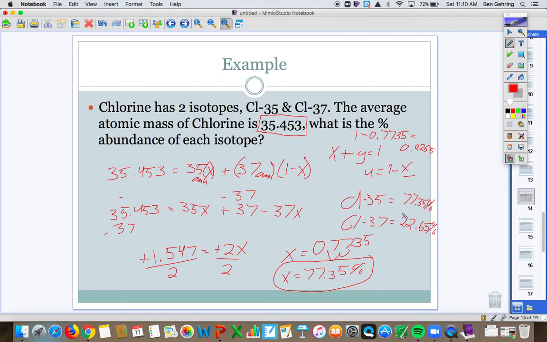That is going to be your percent abundances for chlorine. So this is going to be your answer. It's very important that you label which one is which so that I know. But that's going to be what we get for answers there.